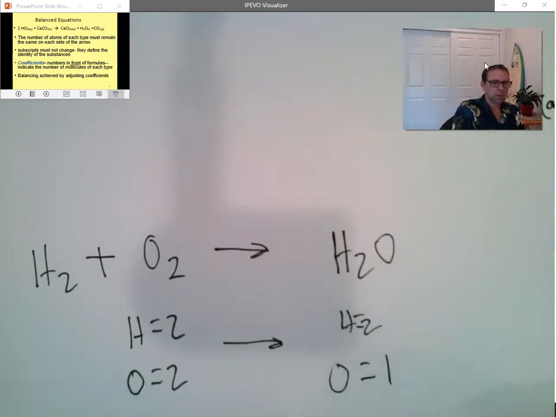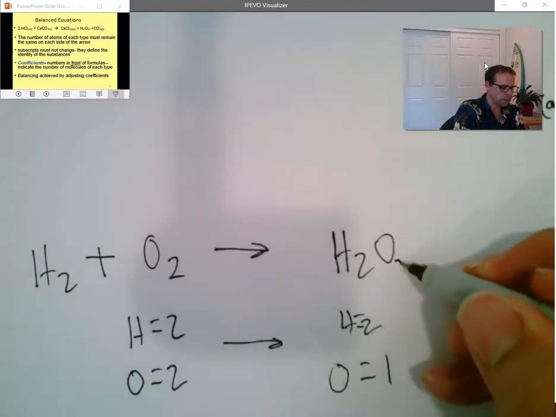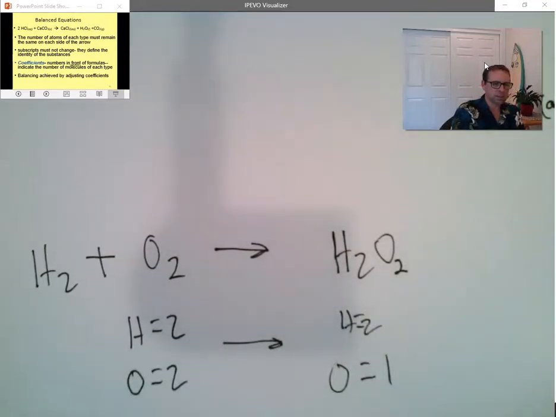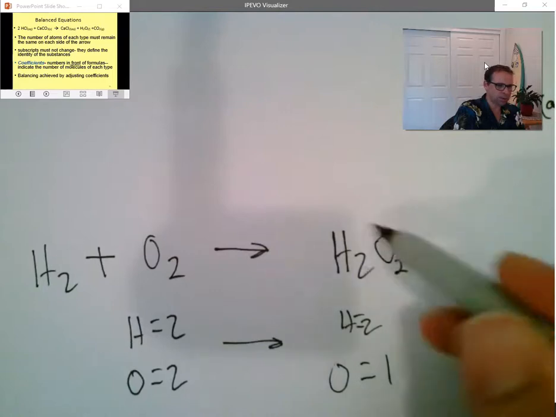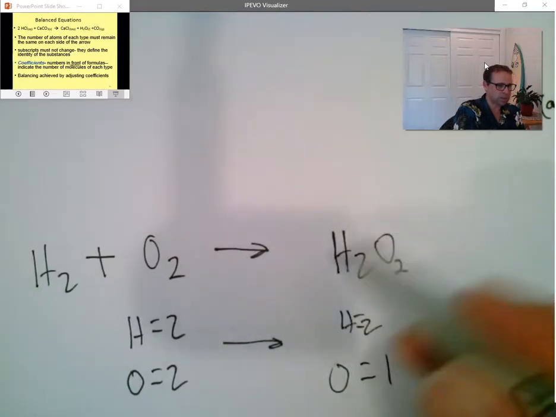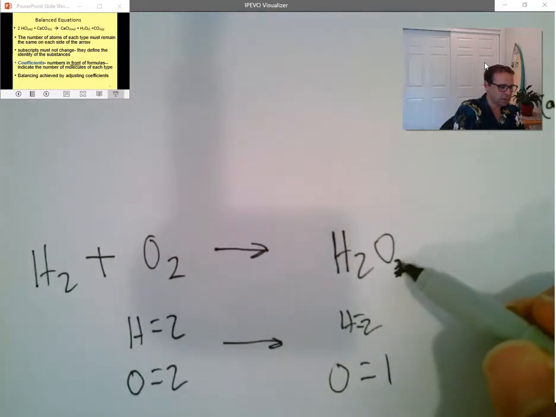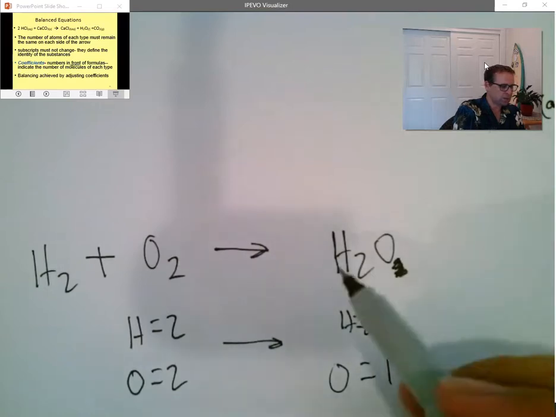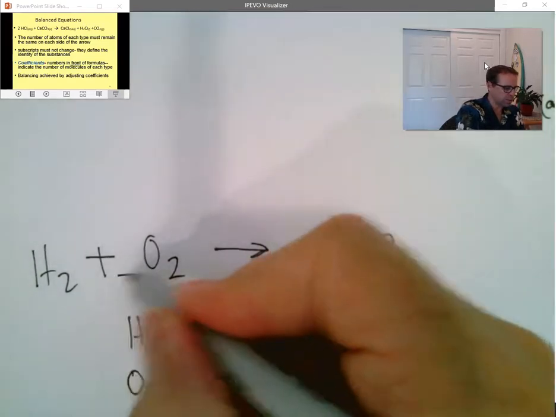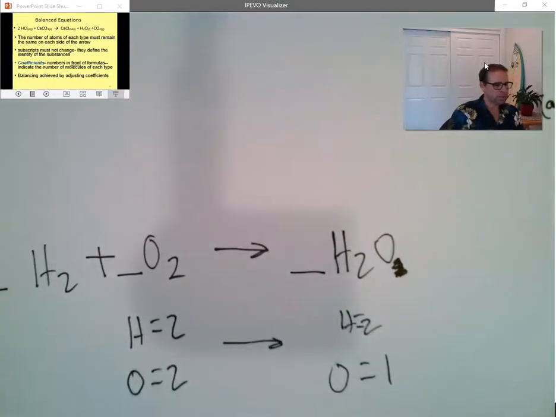How many oxygens? 1. I can't just say, okay, well, hydrogen coming together with oxygen to form water, I'll just change that to a 2 to balance it. Because now this isn't water, right? This is hydrogen peroxide, like we mentioned. So I can't change the 2 there. I have to only change the coefficients if I want to balance it.